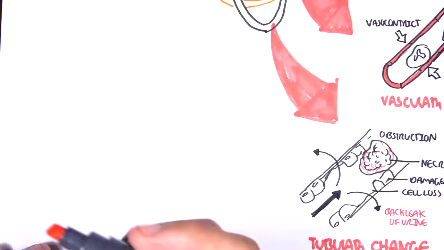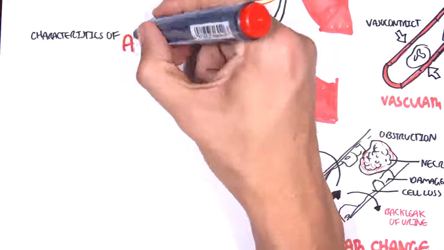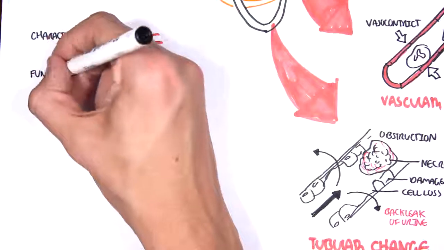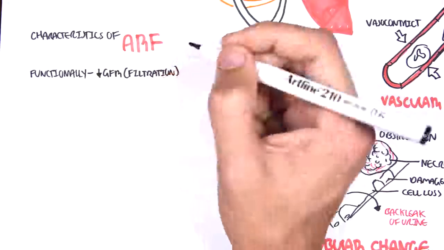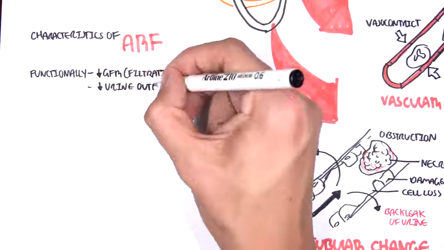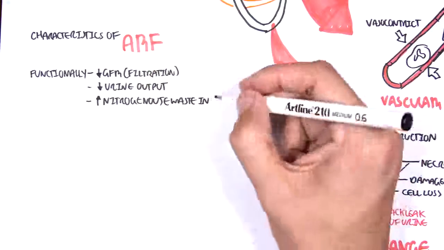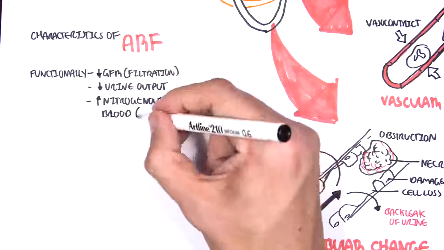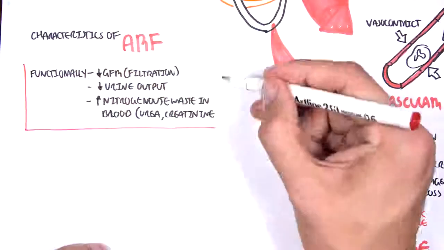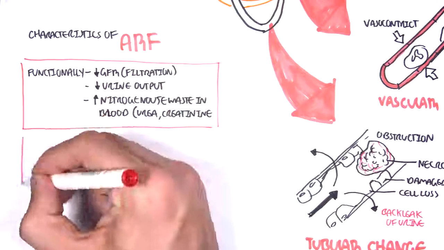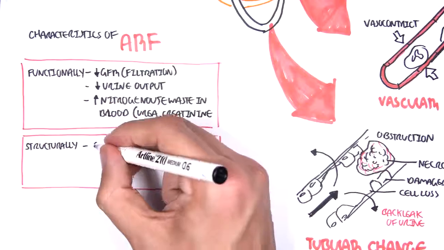Okay, so now just quickly going over the characteristics of acute renal failure. Functionally, we have, remember, a decrease in GFR, the filtration. This will lead to a decrease in urine output, and we will have, as a result of some problems in the tube, increase in nitrogenous waste in the blood, such as urea and creatinine. And this is what we can use to measure the severity of acute renal failure.